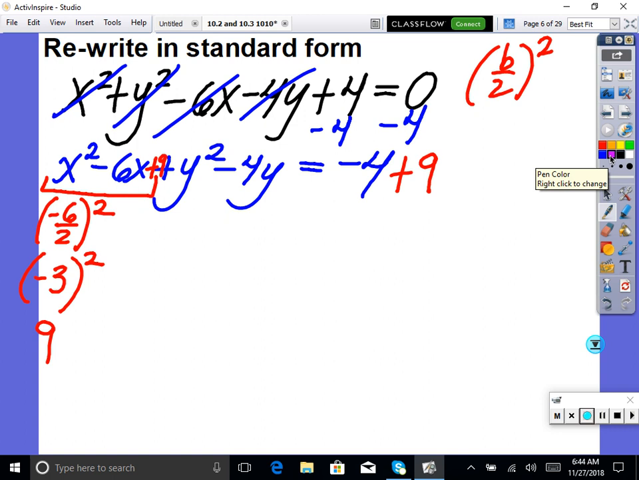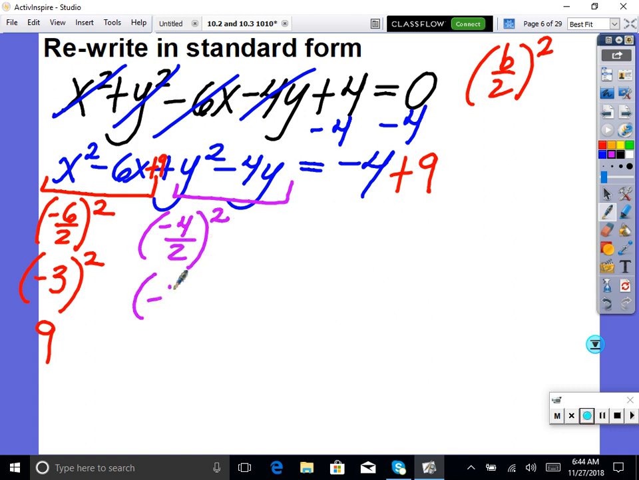Okay, so then I'm going to change colors and I'm going to complete the square with my y's. So you're going to do b divided by 2 squared, so negative 4 divided by 2 squared, which is negative 2 squared, which is 4. So we're adding 4 to this piece, just like we did with completing a square before. Add 4.